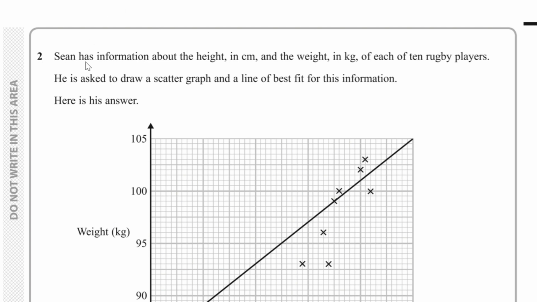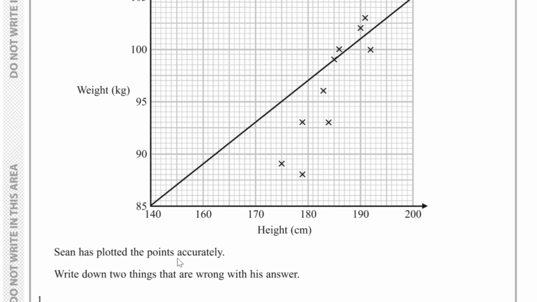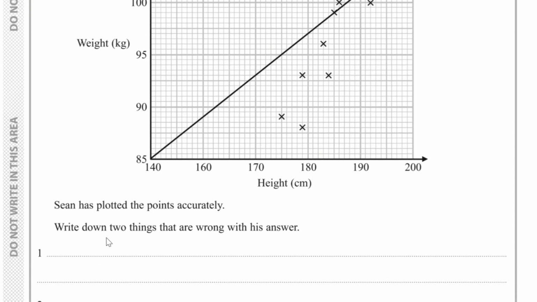Question number 2. Sean has information about the height in centimetres and the weight in kilograms of each of 10 rugby players. He is asked to draw a scatter graph and a line of best fit for this information. Here is his answer. Sean has plotted the points accurately, and we have to write down 2 things that are wrong with his answer.